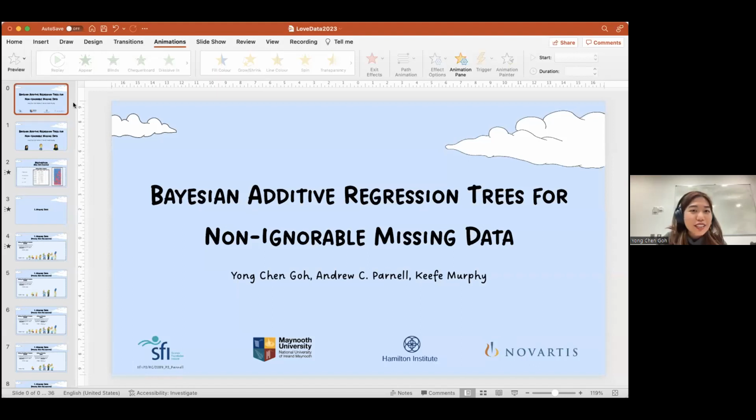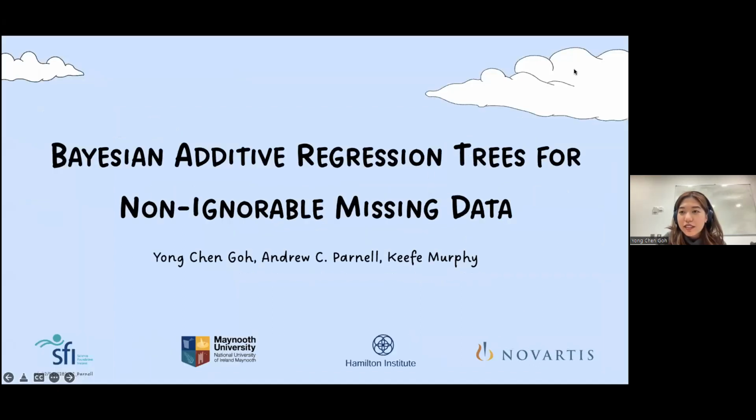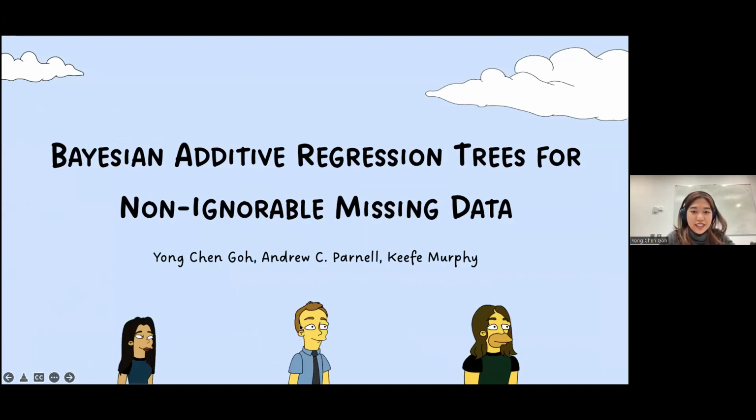Hi, thanks, Conor. Thanks for the talk as well. That was really interesting. Can you see my screen? Yeah, that looks great. Okay, perfect. So I'll just start. Like Conor said, I'm going to talk about Bayesian additive regression trees for non-ignorable missing data today. I'm a PhD student at the Hamilton Institute, and my PhD is funded by the SFI. My supervisors are Andrew and Keith.